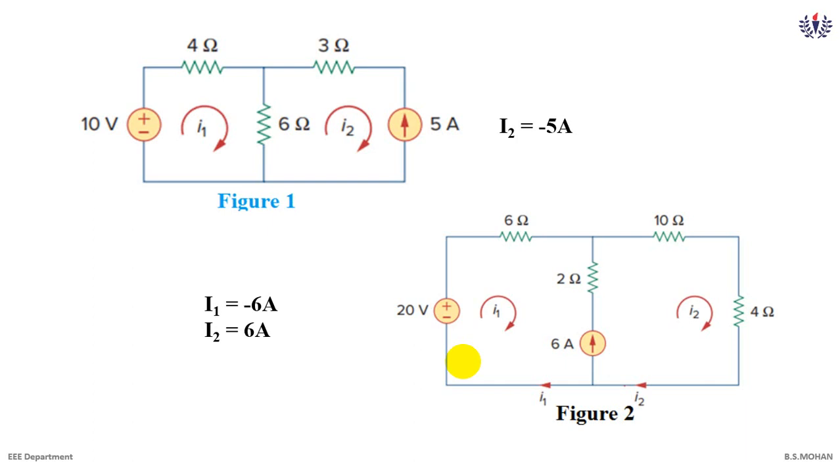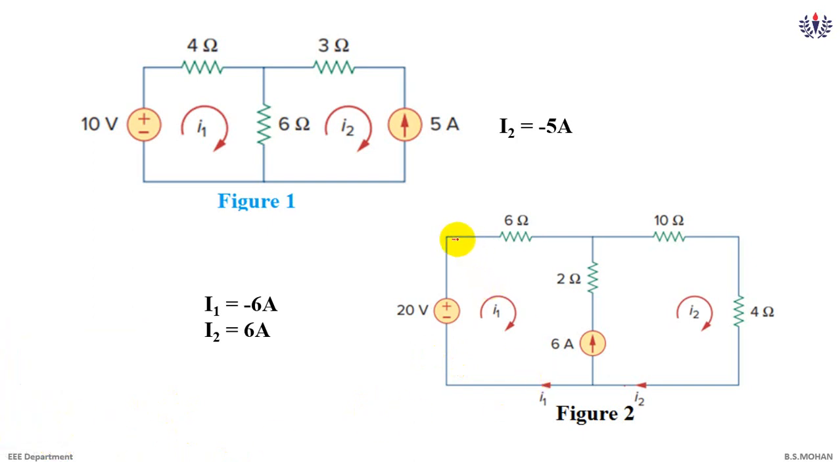Under such a dilemma, whenever we have a current source associated with two meshes, we have to apply the concept of supermesh, right? Actually I1 and I2 are mesh currents and 6 amp is a branch current. So we have to write the equation in such a way that the branch current is equal to two mesh currents, right? How do we associate 6 amps with I1 and I2?